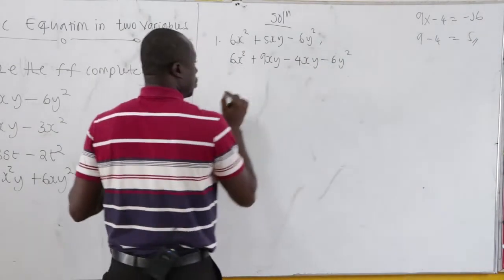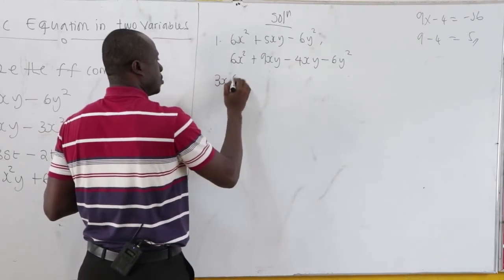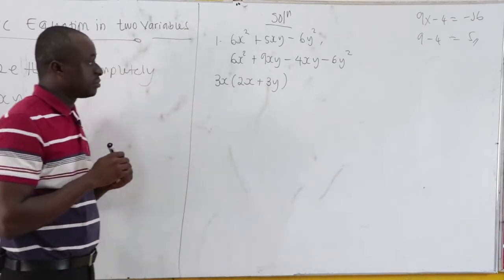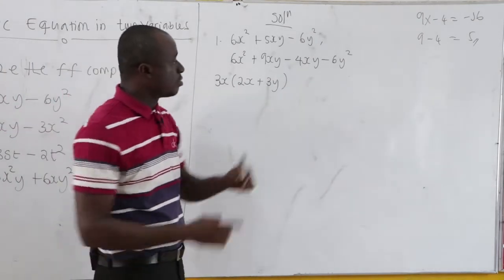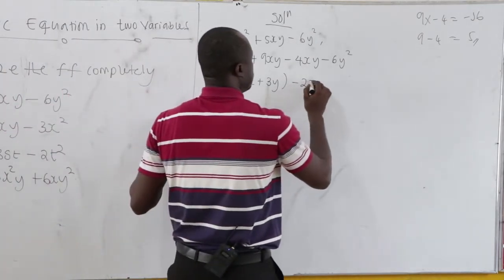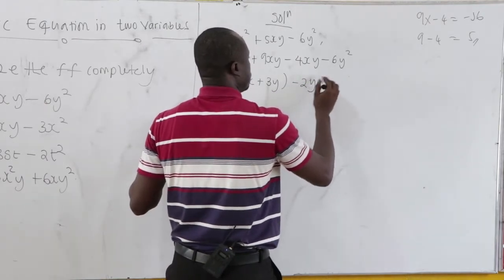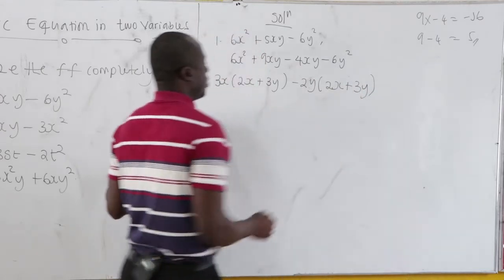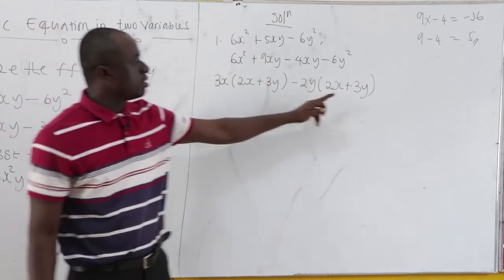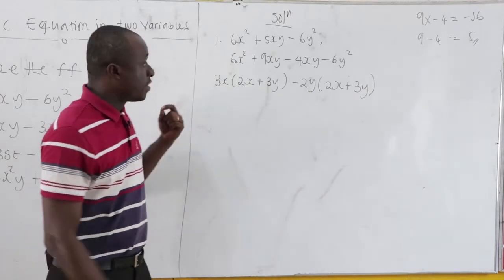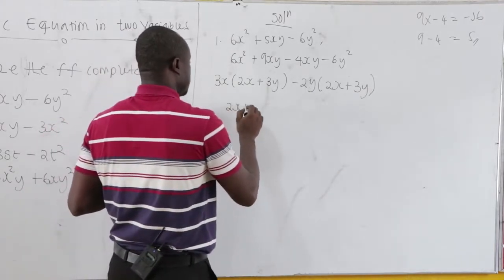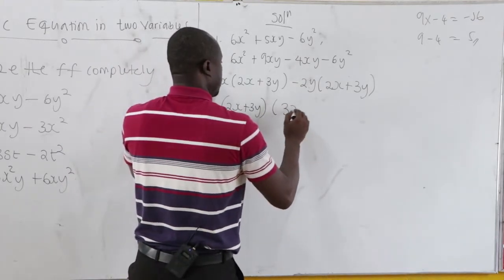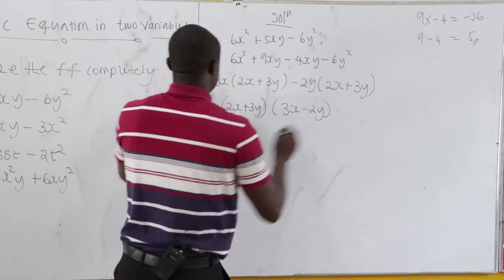Now these two, what is common? 3x is common, so you have 2x plus 3y. Now these two, what is common? Negative 2y is common, so you have 2x plus 3y. So 2x plus 3y is common. We factorize it out, so we have 2x plus 3y out. What is remaining? We have 3x minus 2y.